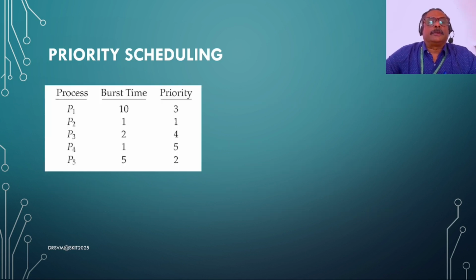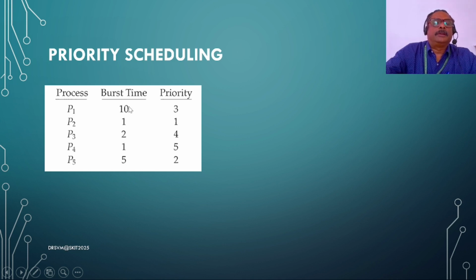So let's take up an example. Here we have 5 processes, and each process has a different burst time and different priorities. If it was first come first serve, then P1, P2, P3, P4, P5 will be served in this order. But if it was shortest job first, then P2 should get the chance first, then P4, then P3, then P5, and finally P1. Because shortest job: P2 with 1 unit, then P4 with 1 unit, then P3 with 2 units, then P5 with 5 units, and finally P1 will get the chance.